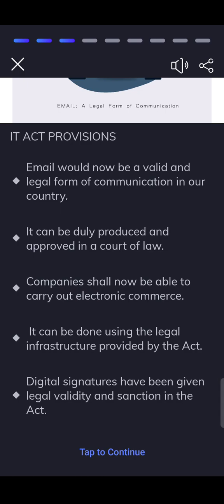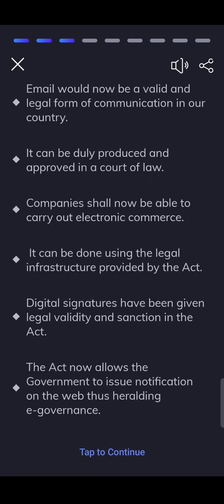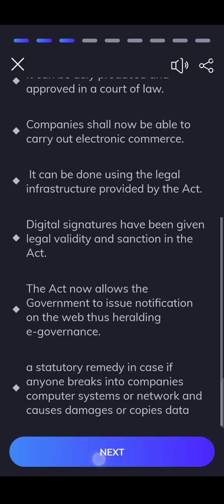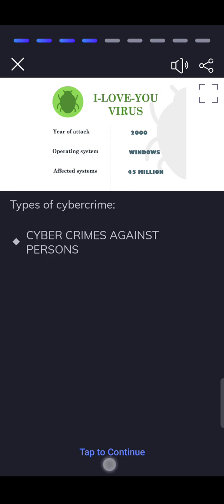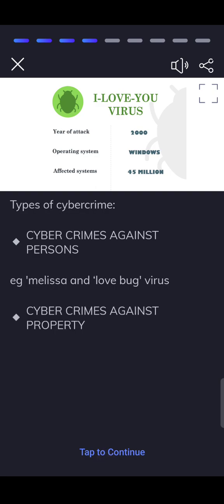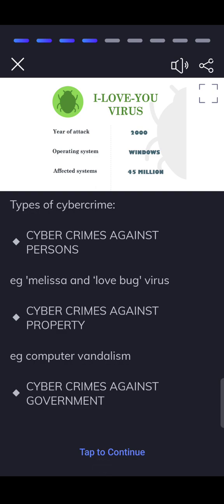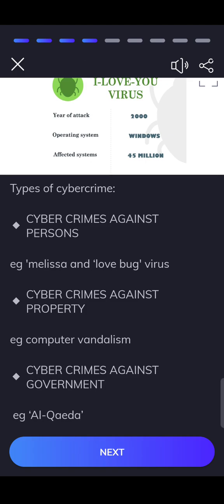Digital signatures have been given legal validity and the Act now allows the government to issue notification on the web. It also provides a statutory remedy in case anyone breaks into companies' computer systems or networks and causes damages or copies data. Types of cybercrime. Cybercrimes against persons, e.g. Melissa and Lovebug virus. Cybercrimes against property, e.g. computer vandalism. Cybercrimes against government, e.g. Al-Qaeda.